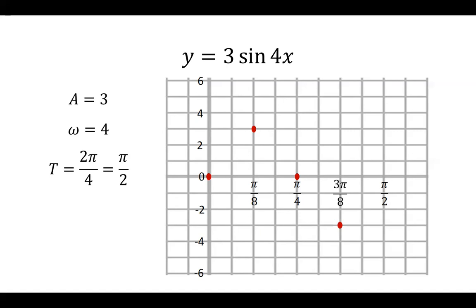and then goes back up to 0 at pi over 2. So now I've got my 5 key points. So that's what I'm talking about, 5 key points. If you know the shape of a sine wave, you'll see that there are 5 key points.